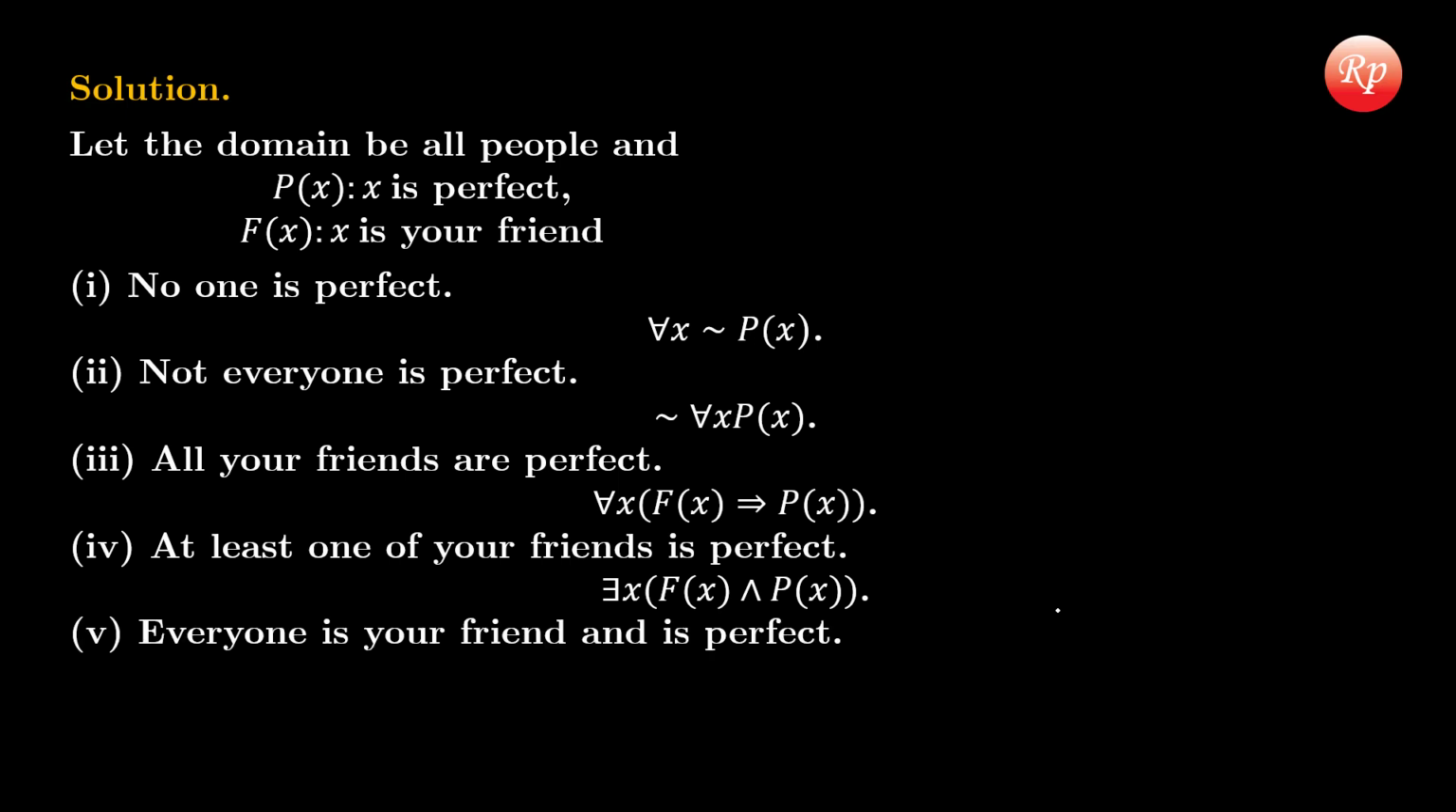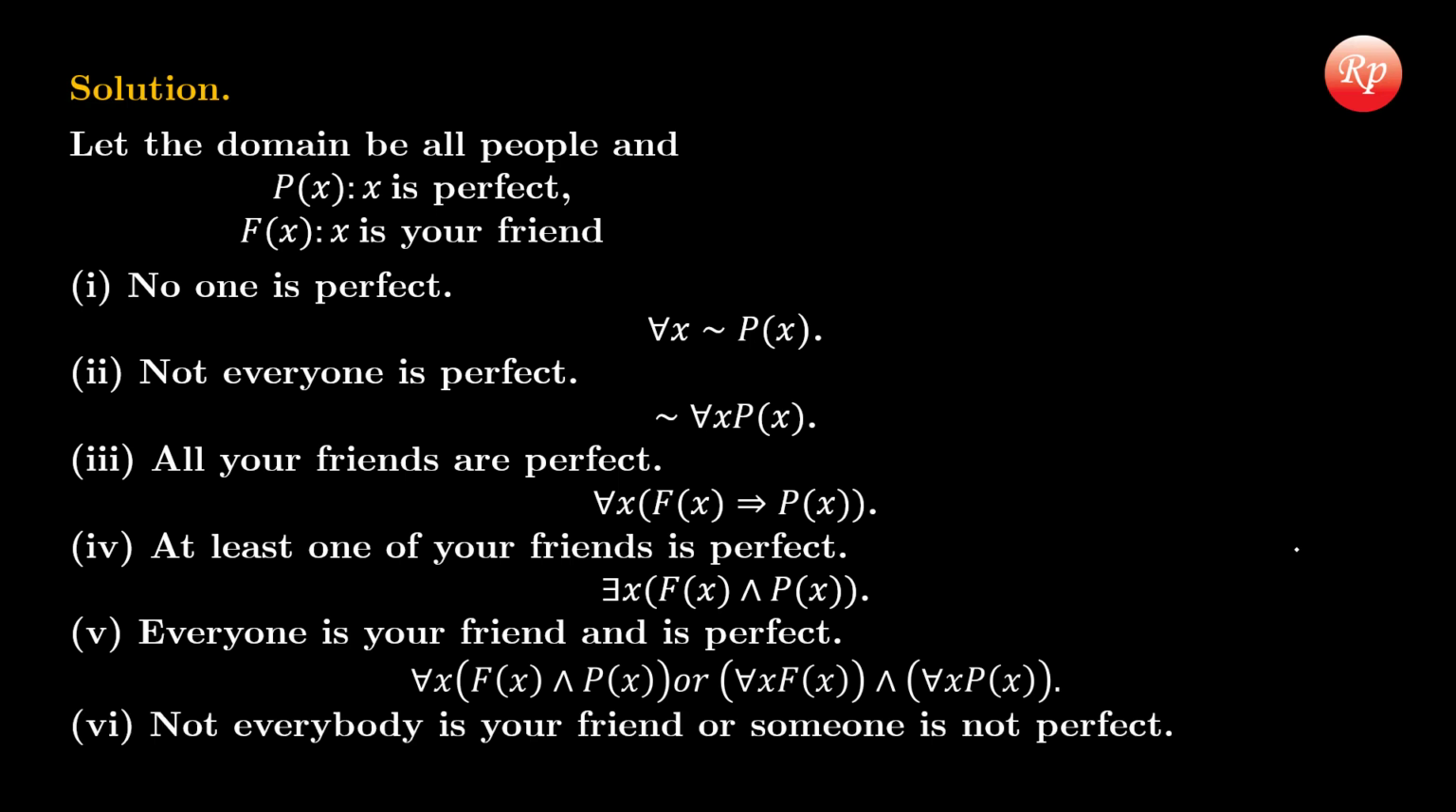Everyone is your friend and is perfect. Now look at here. In the domain of all people, everyone is your friend and is also perfect. So for all x, Fx and Px, you can write this like this, or you can write for all x Fx and for all x Px, that means all people are your friend and all people are perfect. So either you write this or this, both are the same.